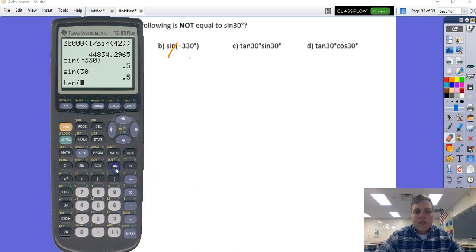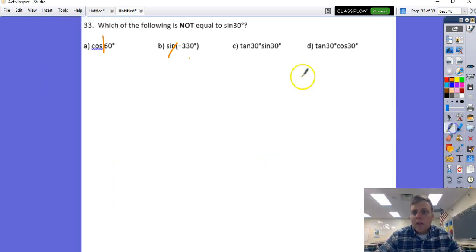So what is tangent 30? Let's see if this one will do it too. It should, assuming it's a nice number like 0.5. Tangent 30. We do not get 0.5. So I suggest that you check this last one, just to be sure. Cosine 30. Press enter, and you get 0.5. So then the only one that's not like that is C.